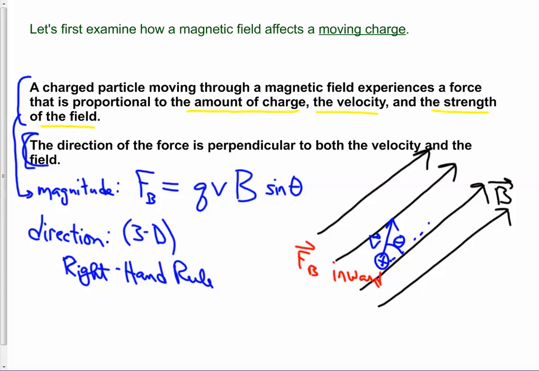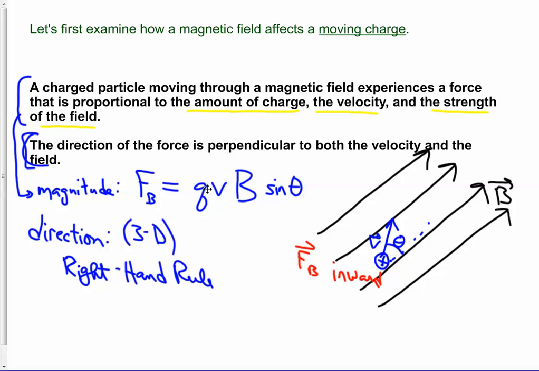Okay, and then we started talking about what that magnetic field does. What it does is it exerts a force on any particle that has a charge and is moving. So if you don't have a charge, you're not going to feel a magnetic force, and if you're not moving, you're not going to feel a magnetic force. The magnitude was given by this formula.